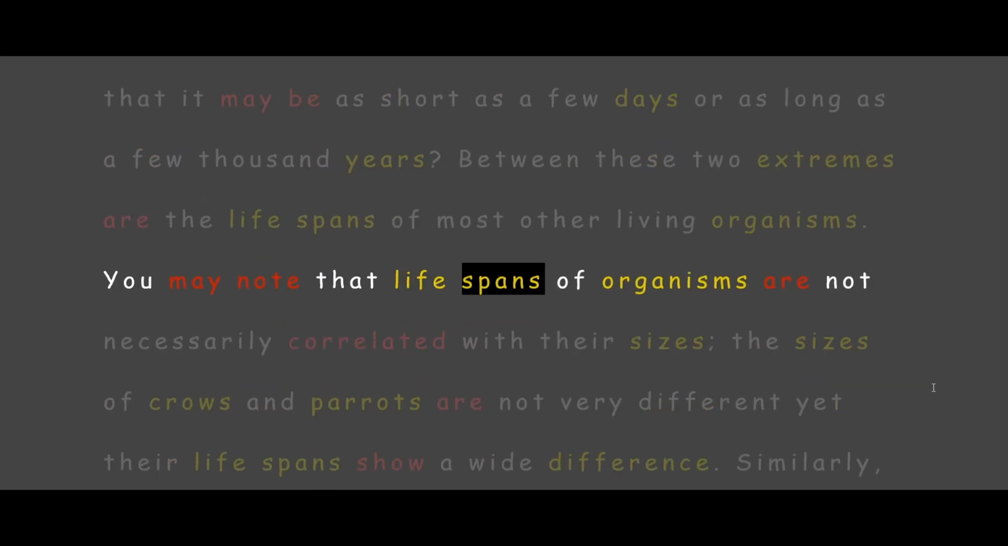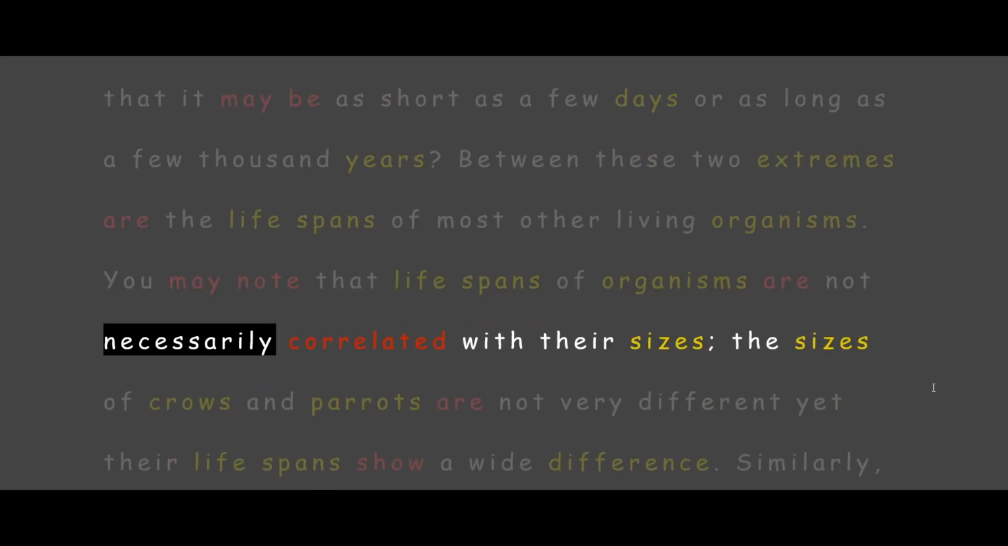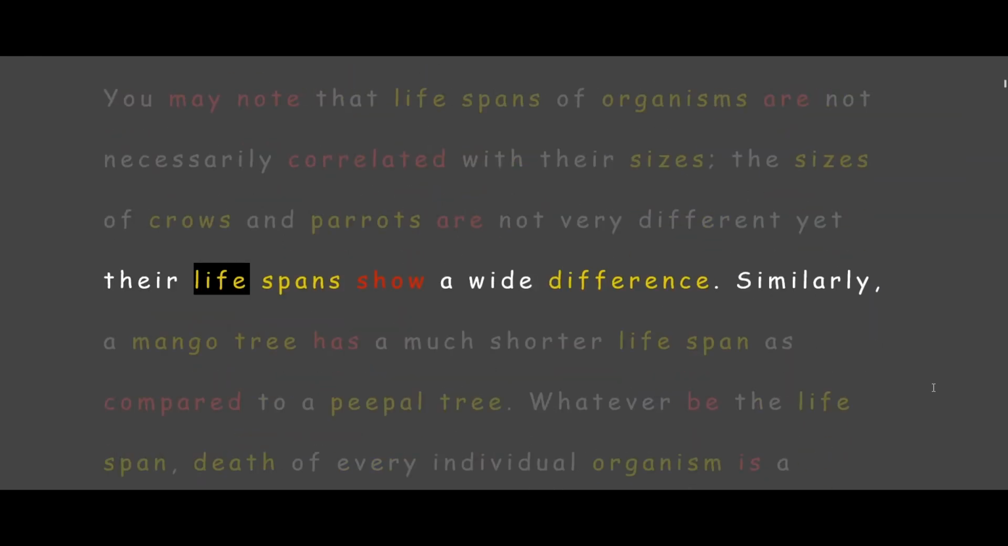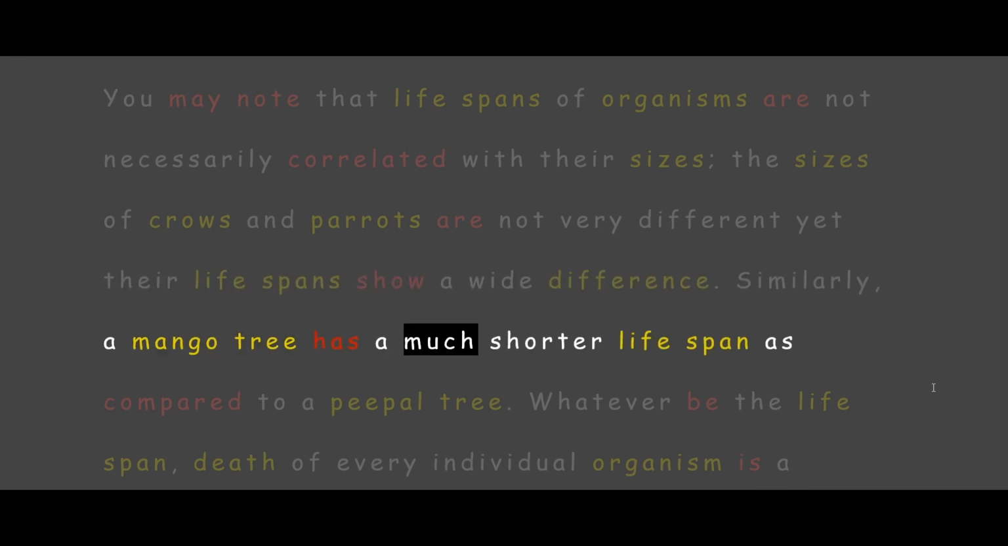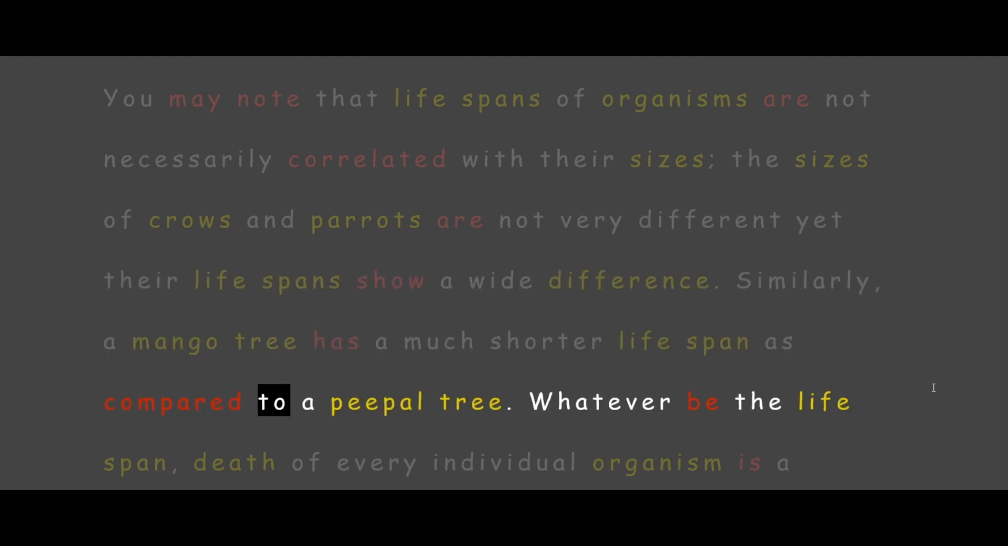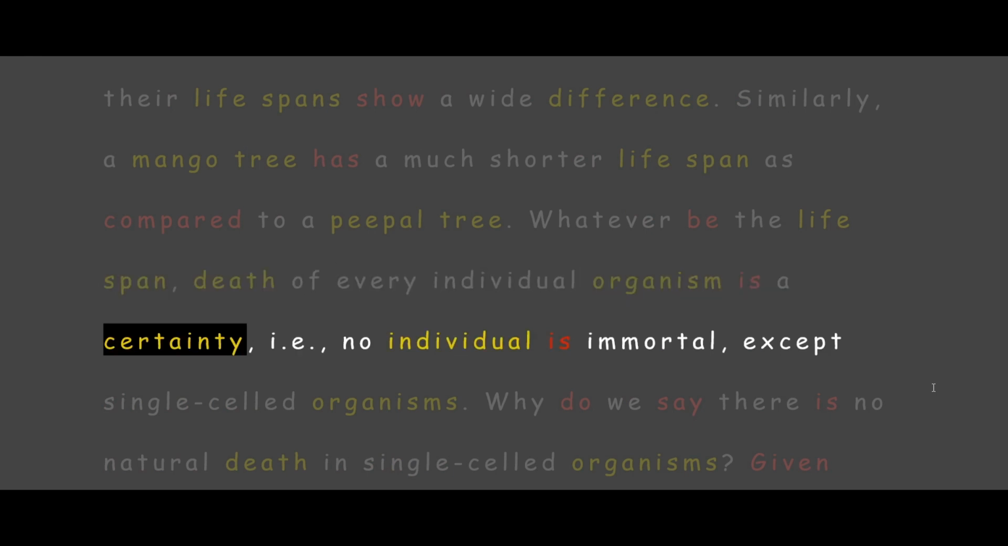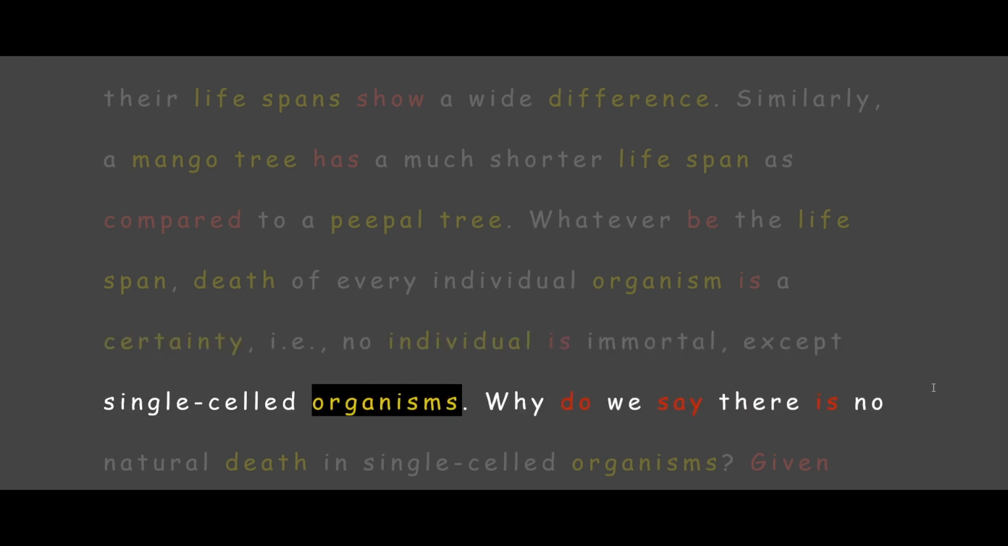You may note that lifespans of organisms are not necessarily correlated with their sizes. The sizes of crows and parrots are not very different, yet their lifespans show a wide difference. Similarly, a mango tree has a much shorter lifespan as compared to a peepal tree. Or, whatever be the lifespan, death of every individual organism is a certainty, i.e., no individual is immortal, except single-celled organisms.